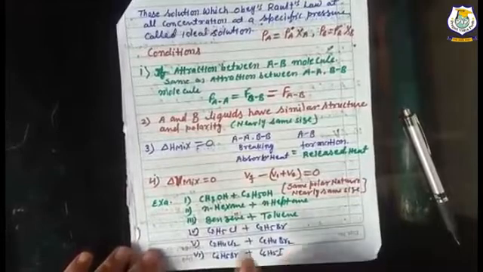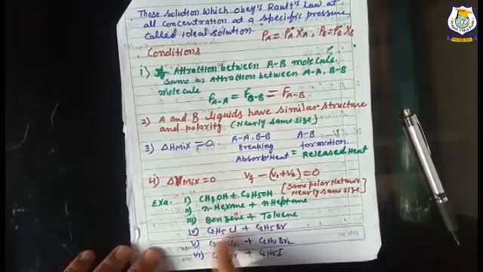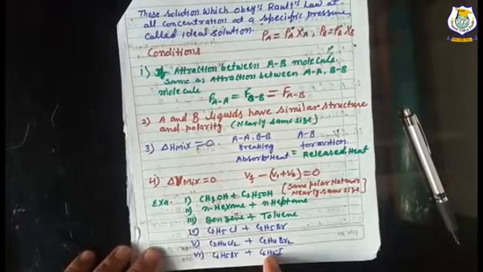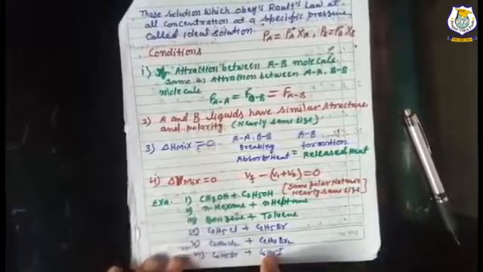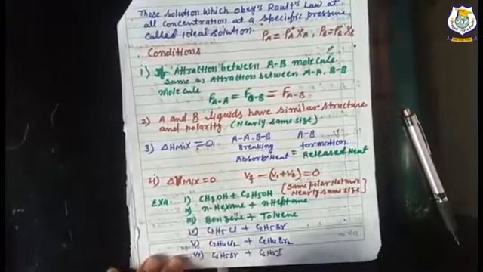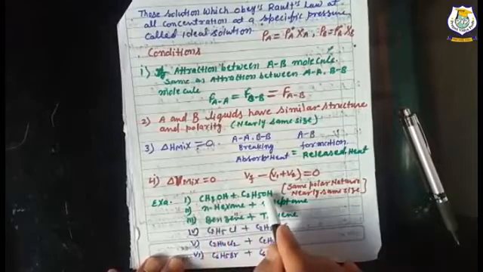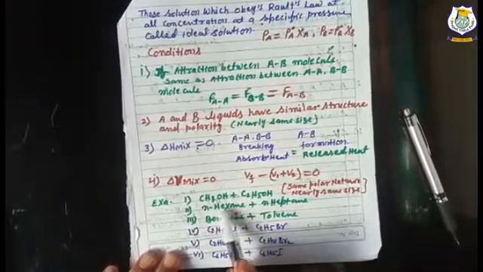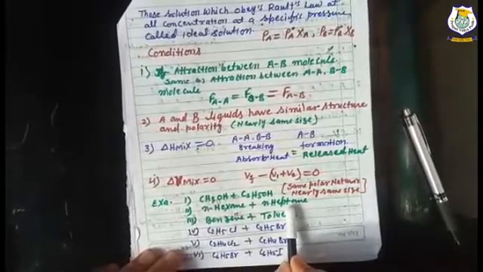Some examples of ideal solutions are methanol plus ethanol, n-hexane plus n-heptane, benzene plus toluene, ethyl chloride, ethyl bromide, dichloroethane, dibromoethane, bromobenzene and iodobenzene. The trick for remembering ideal solutions: one part is common, C2H5, C2H5, C2H4, C2H4, OH, OH, and the size of the molecules is approximately equal. The number of carbons in hexane is 6, in heptane is 7.